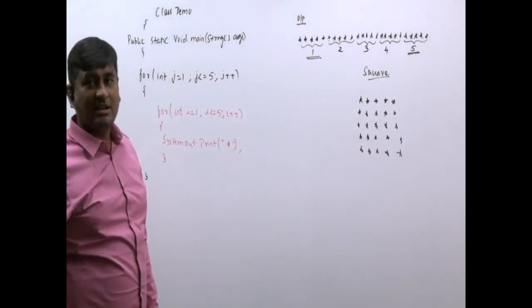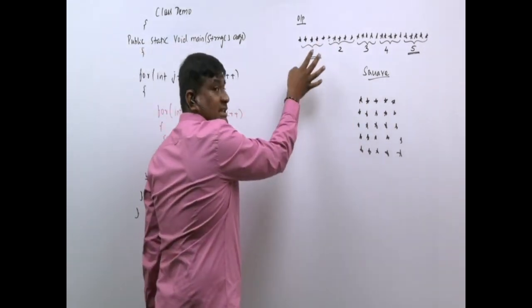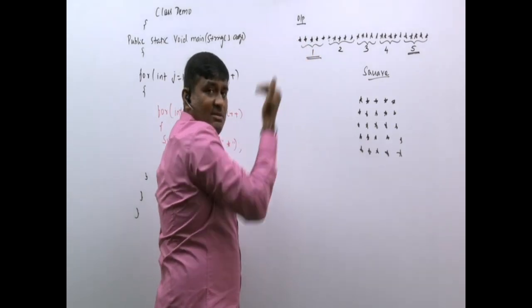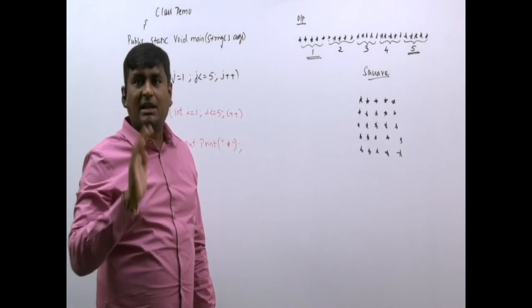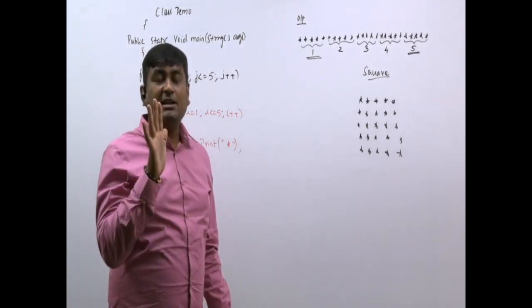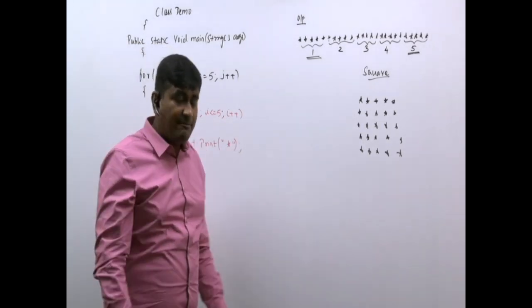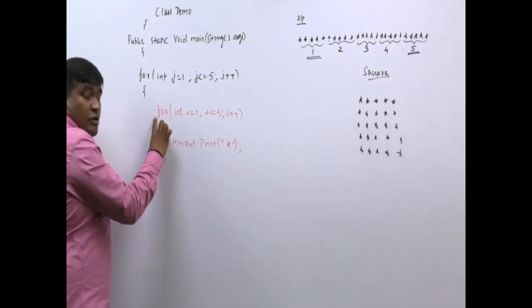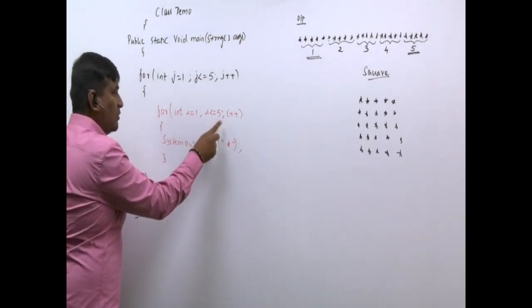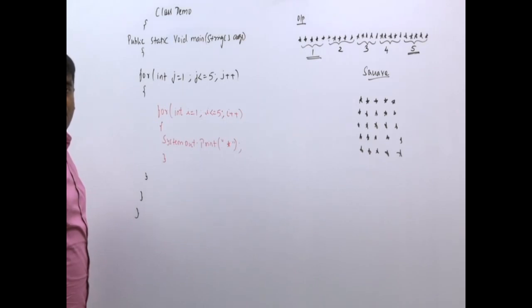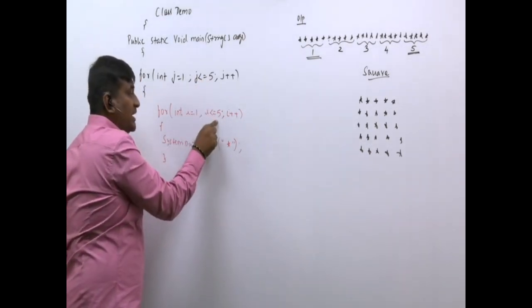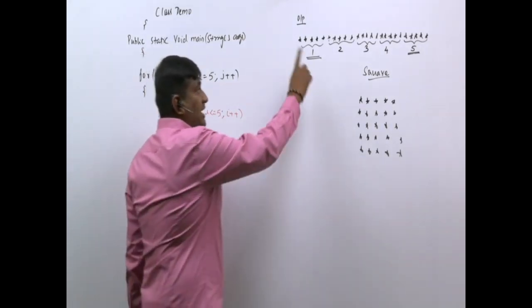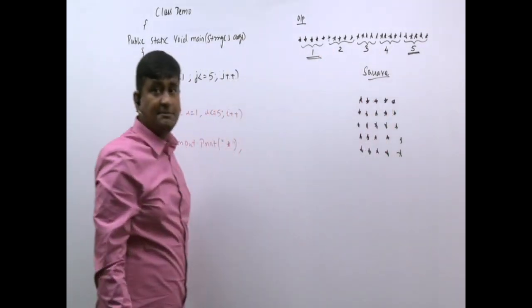Think correctly and answer. When will the next 5 stars go to the next line? When the cursor moves to the next line. Which function is used to bring the cursor to the next line? Println. Where to put that println? Think and answer. I will give the hint once again. This for loop is printing 5 stars. How many times do you want to print those 5 stars? This fellow is telling that you want to display 5 stars 5 times.